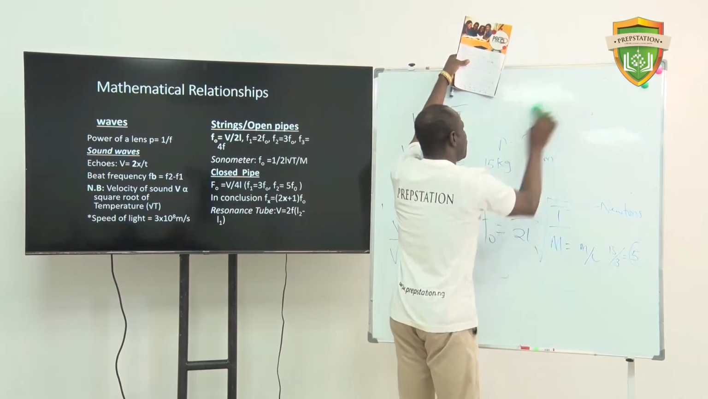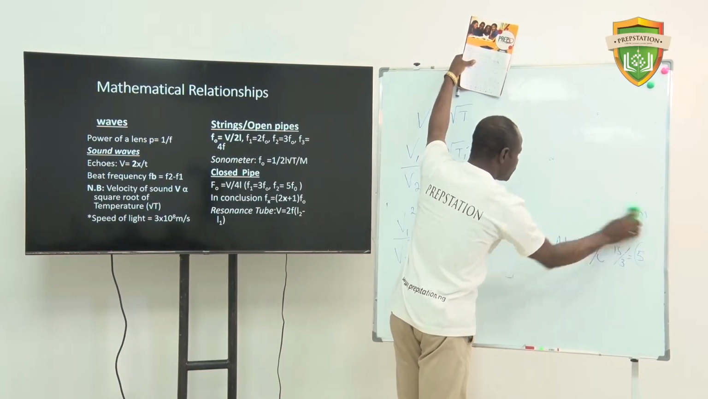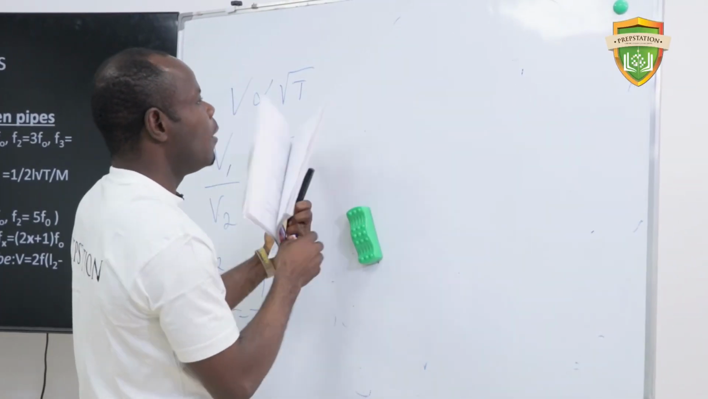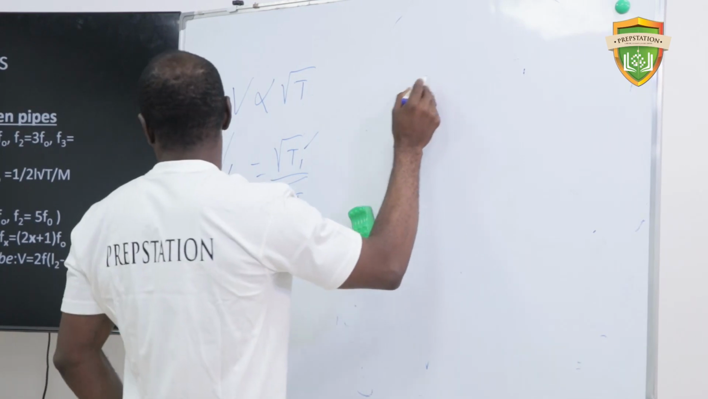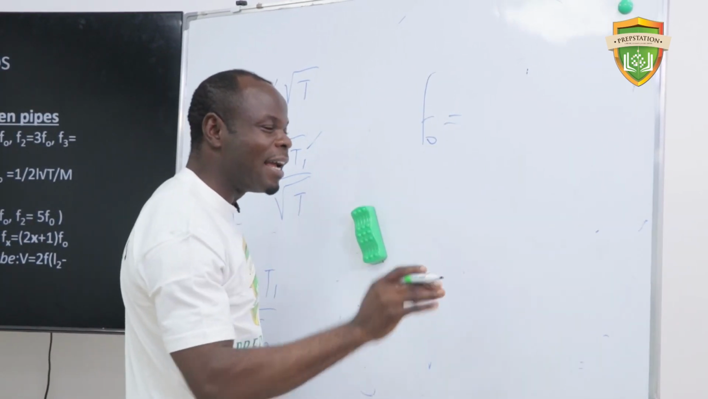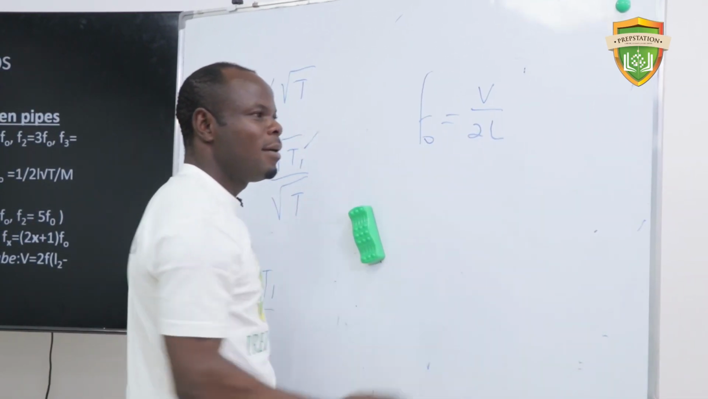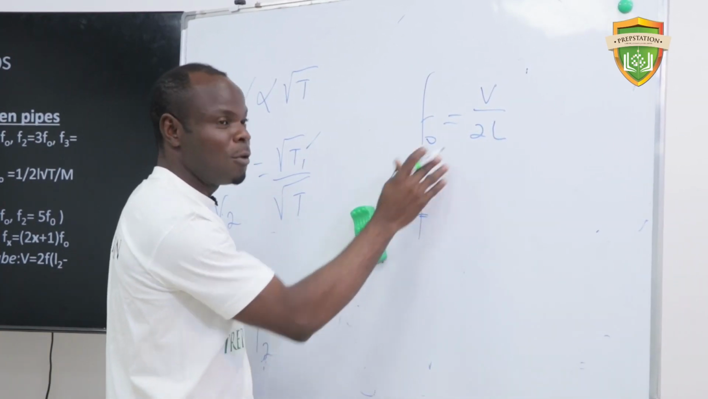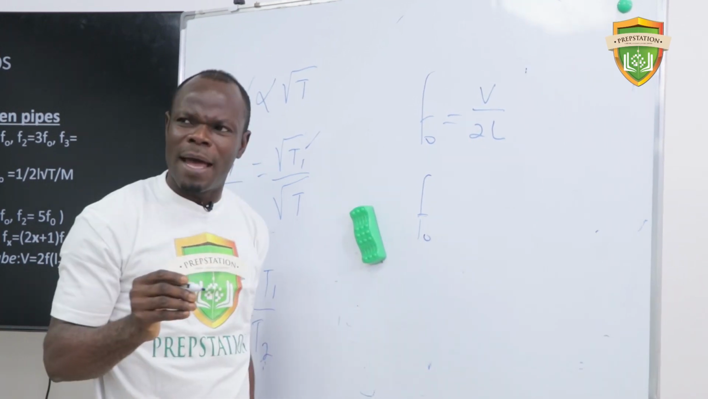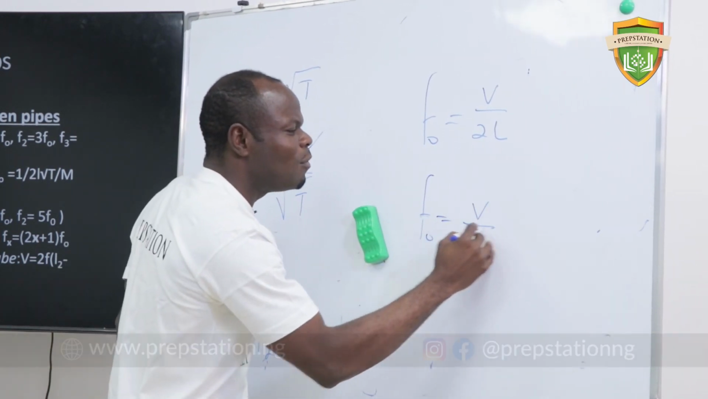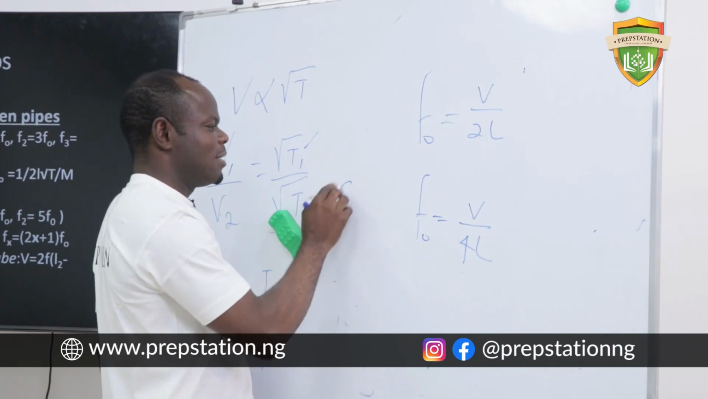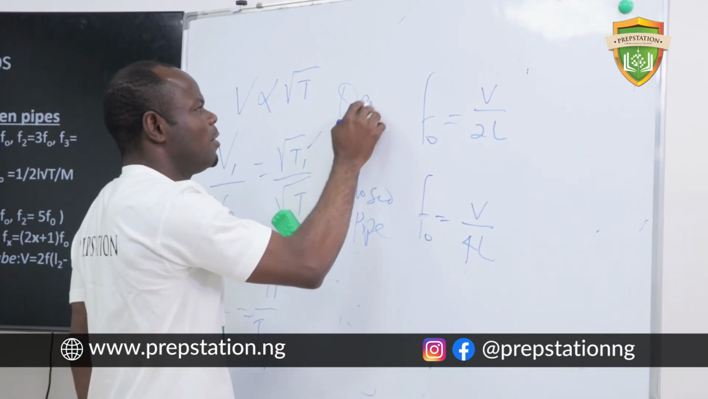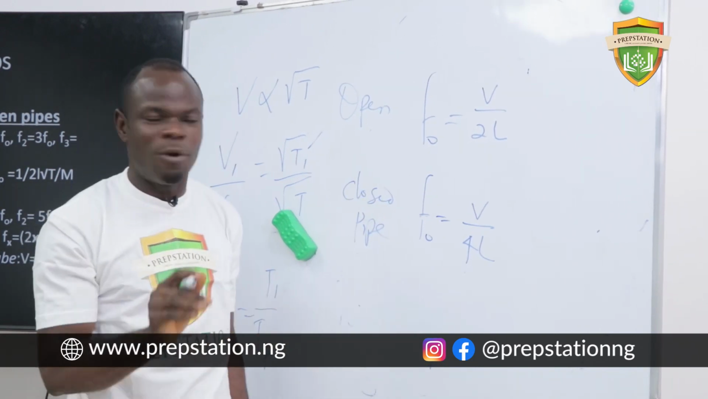I'll be doing something real quick on the board here to explain that. So for F0, that's for string, it's V over 2L, which is the same thing for open pipe. But for closed pipe, F0 is V over 4L. So let me write: closed pipe, open pipe. You must get this gist, if not you apply it wrongly.